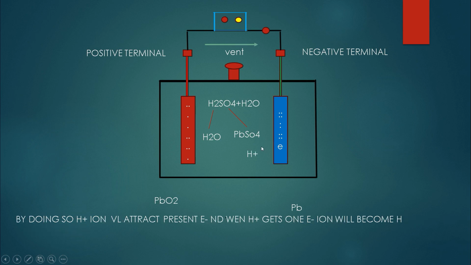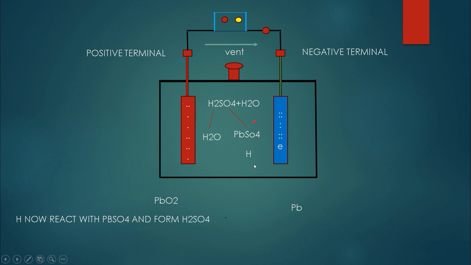Now what happens during this charging cycle is that the H plus ions react with the remaining electrons and turn into H, and now this H will react with lead sulfate and turn back to H2SO4, which is sulfuric acid. Due to this reaction, the diluted solution which had become water turns back to sulfuric acid, which is normal as in the beginning. And this is how the charging cycle works.